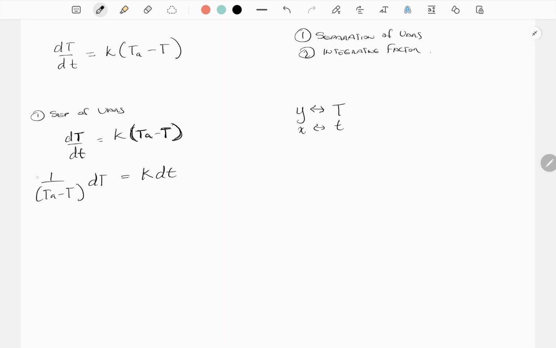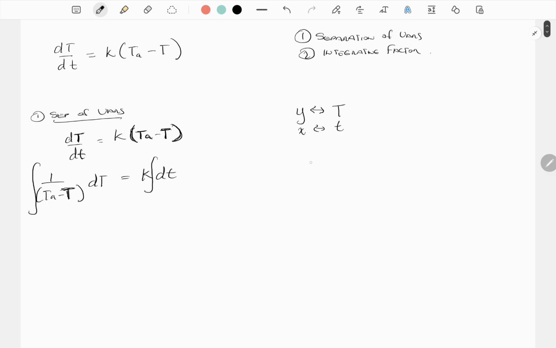We've got TA minus T, the uppercase temperatures, on one side, and lowercase t is time. So now we can integrate both sides. K is a constant, so I can pull it out of the integral. In order to solve via separation of variables here, in order to solve the left-hand side of the equation, we need to do a u substitution.